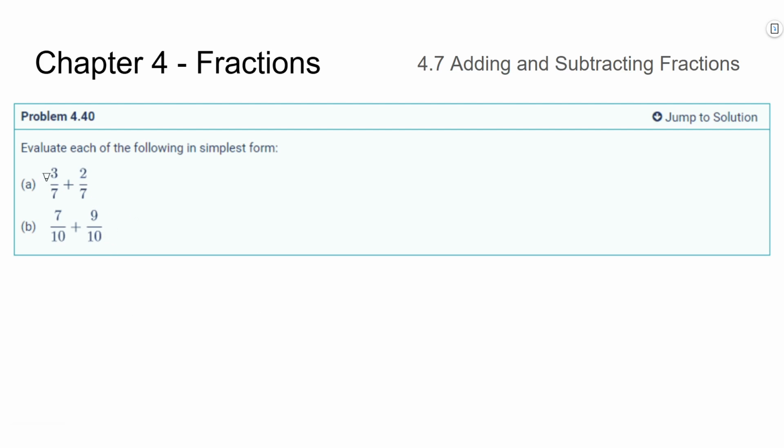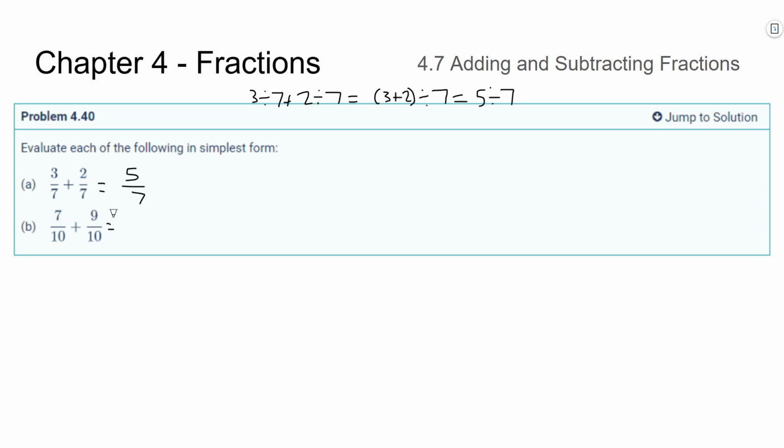So again, we have 3/7, and we add 2/7. That's going to give us 5/7. Or if we had 3 divided by 7 plus 2 divided by 7, and we factor out the 7, then we have 3 plus 2 divided by 7, which will give us 5 divided by 7. And so 5 over 7.